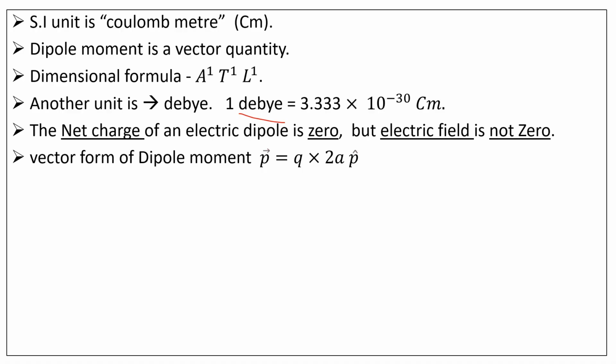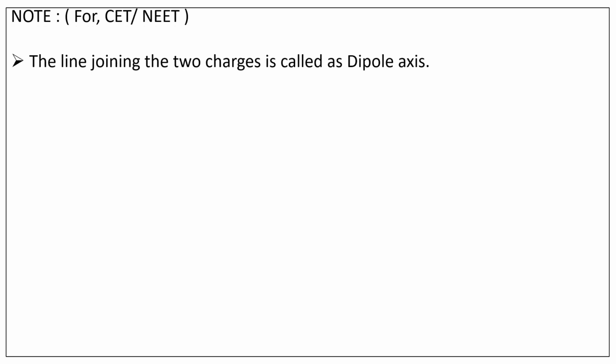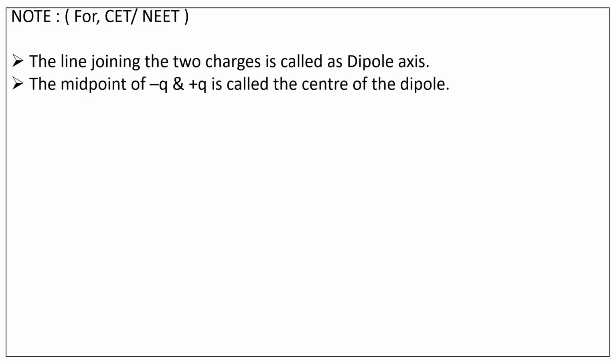Vector form of dipole moment. Vector p is equal to q into 2a p cap. The direction of dipole moment is directed from negative charge to positive charge along the dipole axis, as shown in the figure. Note: the line joining the two charges is called the dipole axis. The midpoint of minus q and plus q is called the center of the dipole. Dipole moment is a vector quantity.